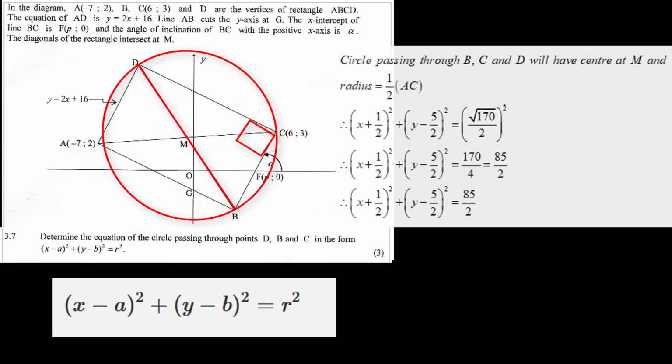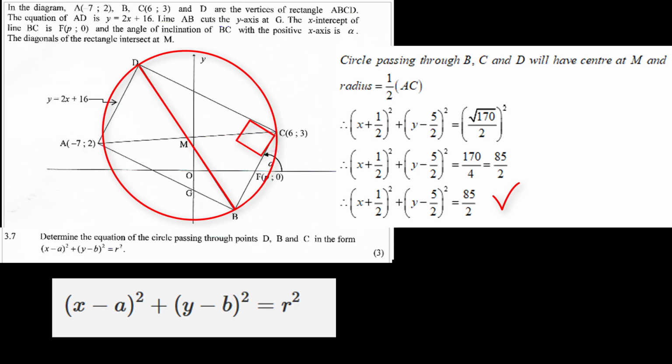And from 3.1, we know that the coordinates of M are -1/2 and 5/2. And from 3.4, we know that the radius MB is equal to the square root of 170 over 2. Therefore, substituting into the equation for the circle, we get (x + 1/2)² + (y - 5/2)² = (√170/2)². And this simplifies to 85/2.